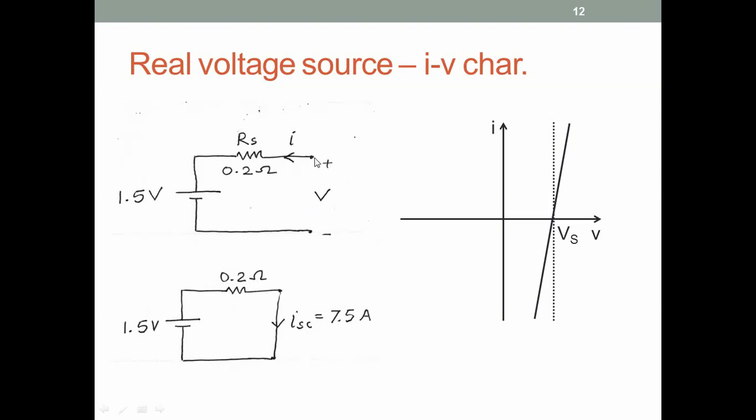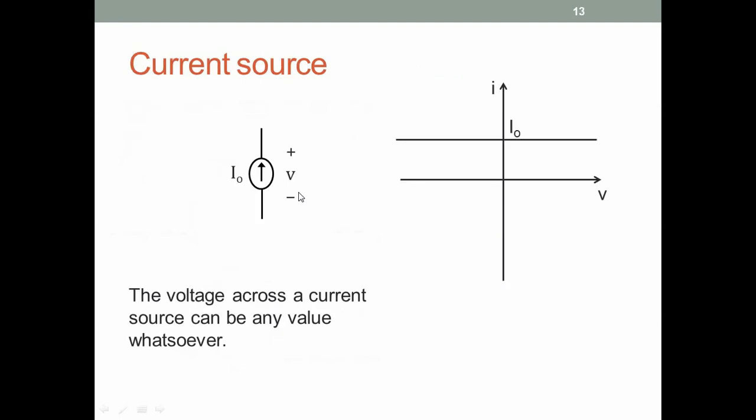And when that happens, the voltage that appears across the battery is always smaller than 1.5 volts. Of course, the difference is small because this resistance is very small. Here I have exaggerated. This line will actually be very close to vertical because the slope is very small. All right, let's go to current sources.